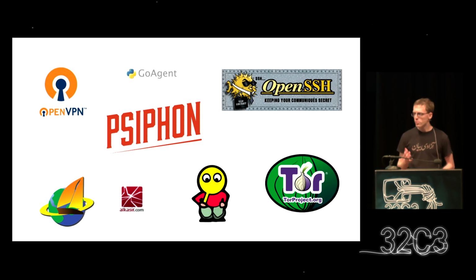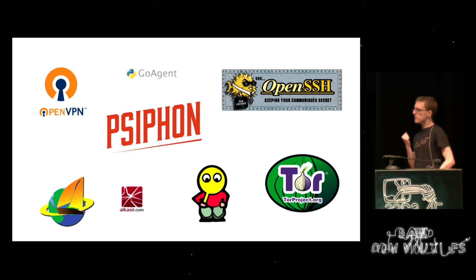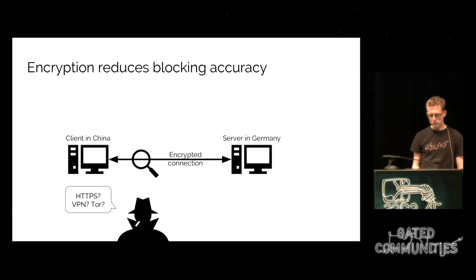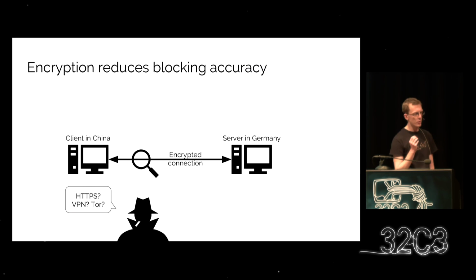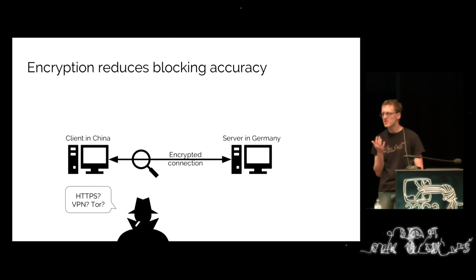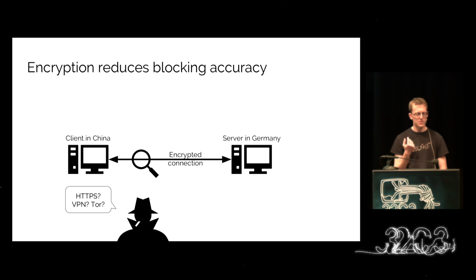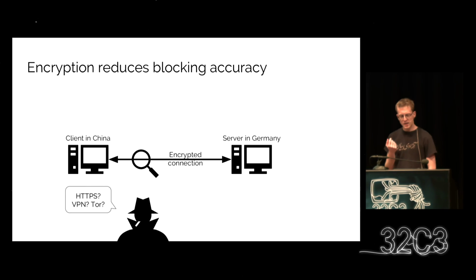And this is really a problem for the firewall, right? Since traffic that is encrypted is difficult to parse. And at this point, deep packet inspection boxes might be left guessing, what is in there? What is in this encrypted connection? Is it HTTPS or perhaps VPN or Tor?